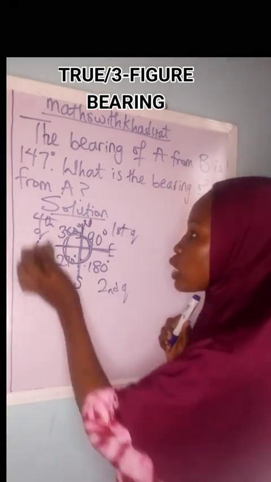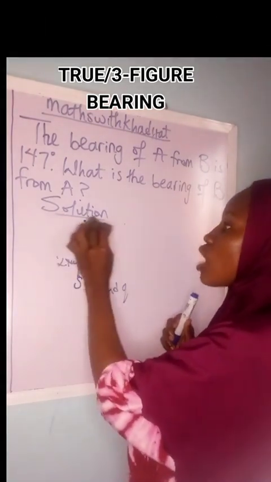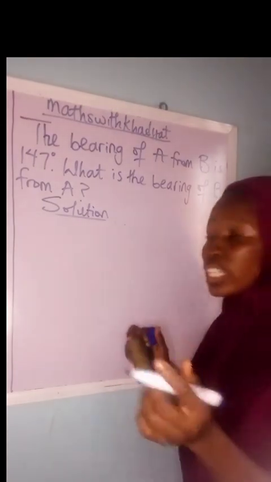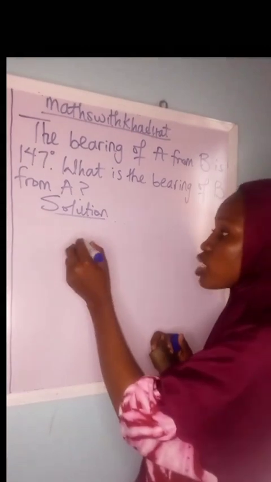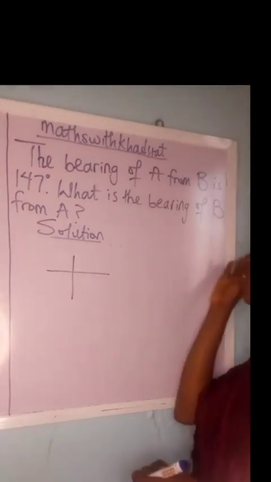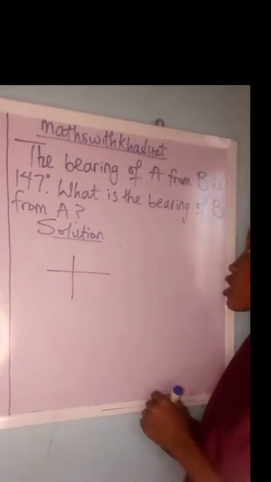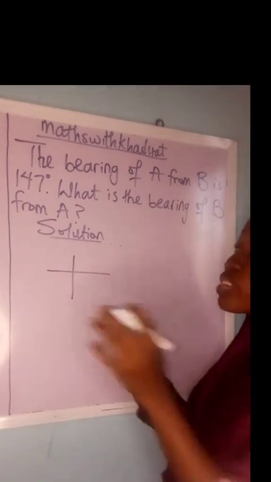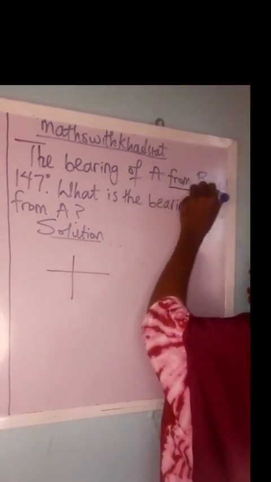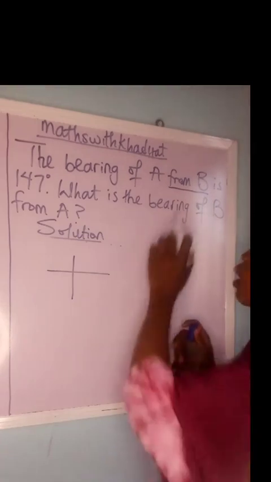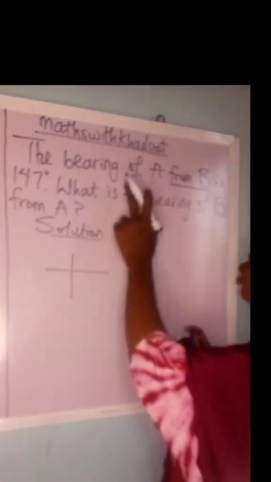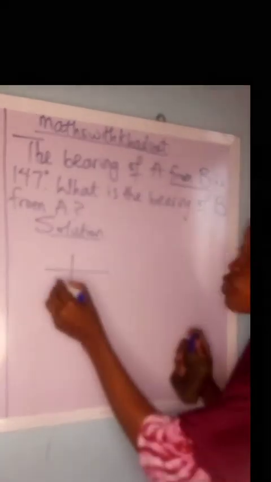Okay, now let's proceed. According to the question that says the bearing of A from B is 147 degrees. So let's try to locate that. The bearing of A from B is 147 degrees. What is the bearing of B from A? Please let your attention be at this "from." Whenever a question says "from," your attention should be on that "from." So the bearing of A from B, that is from B.